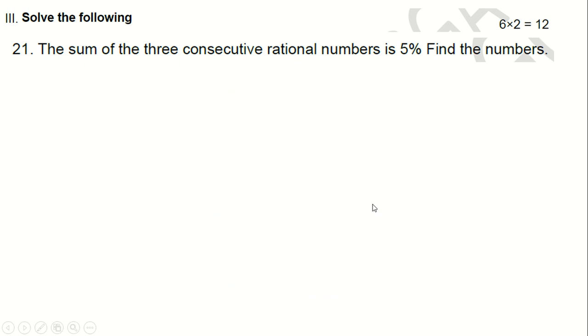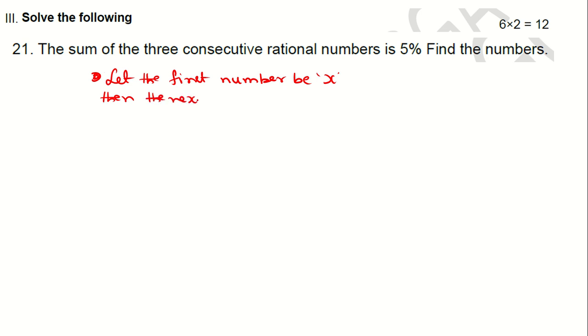So then they have given: the sum of three consecutive rational numbers is 5%. Find the numbers. Consecutive rational numbers means, let the first number be x. Then the next two numbers are x plus 1 and x plus 2.